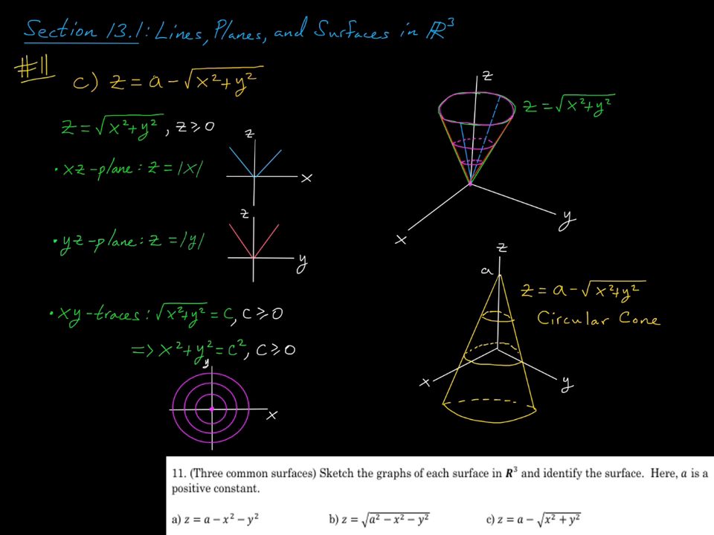All right, and so now, as you probably can guess, just as we saw in part A, to sketch the surface described by this equation, z is equal to a minus the root of x squared plus y squared, well, this negative is just going to flip this cone over, and then the a is just going to shift us a units along the positive z-axis, and so we get this circular cone in yellow.